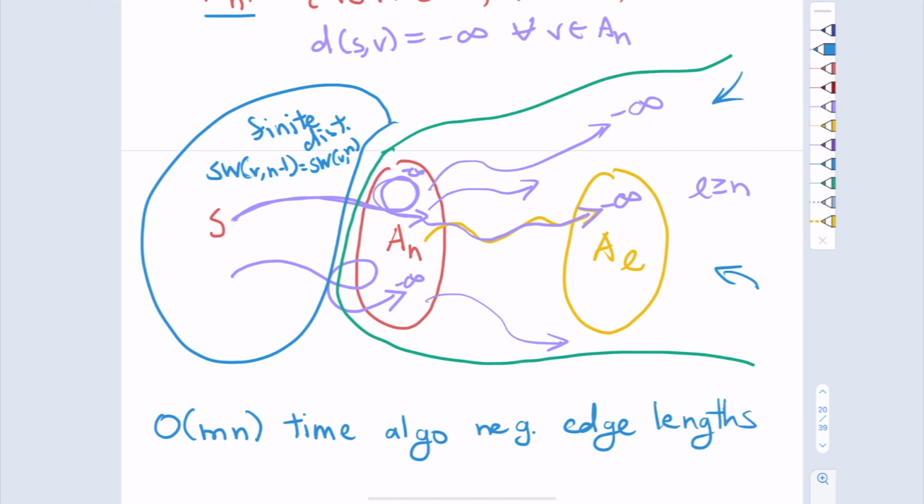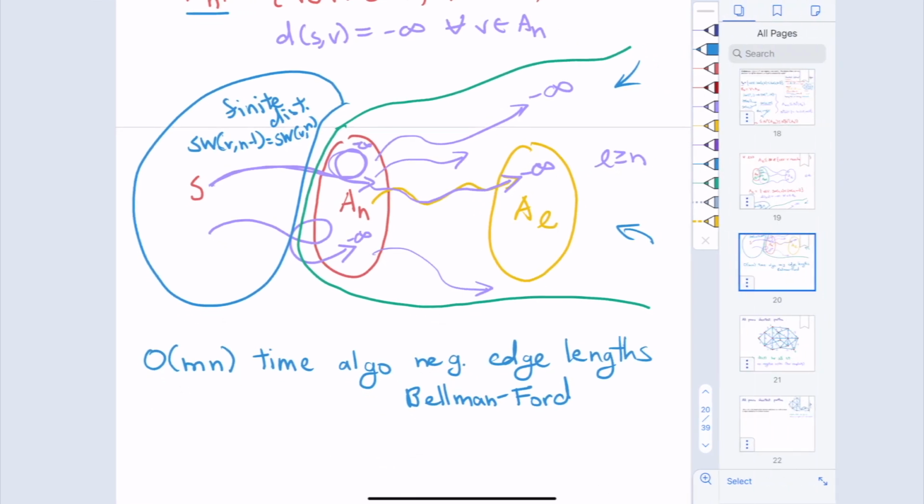Okay. And this is sometimes called the Bellman-Ford algorithm, although there are other people with similar ideas historically, so it's not clear that's the perfect name, but that's the most common name you'll see out there. Okay. All right. So it turns out that this was most of our lecture.